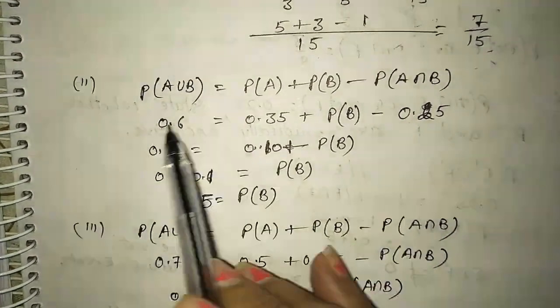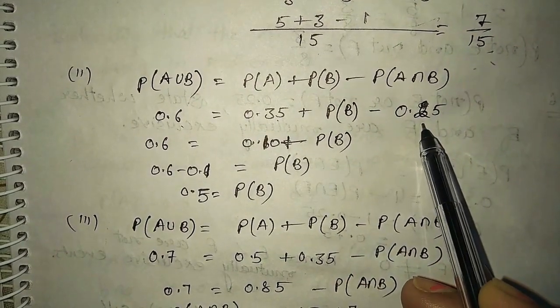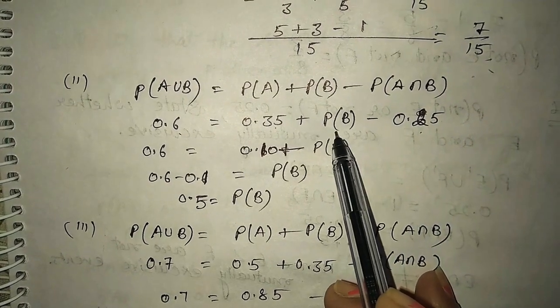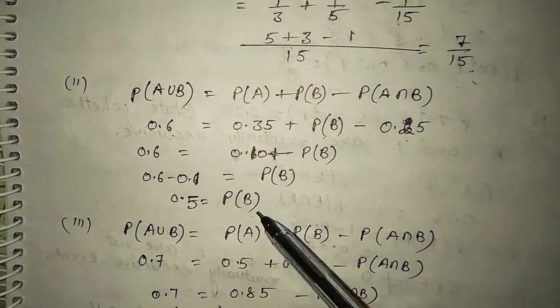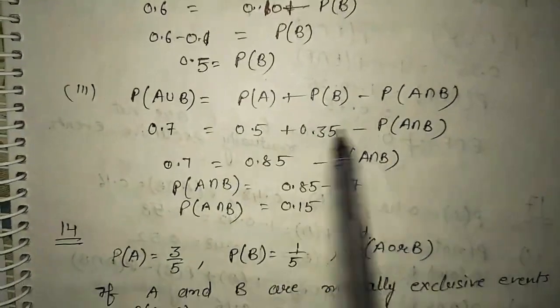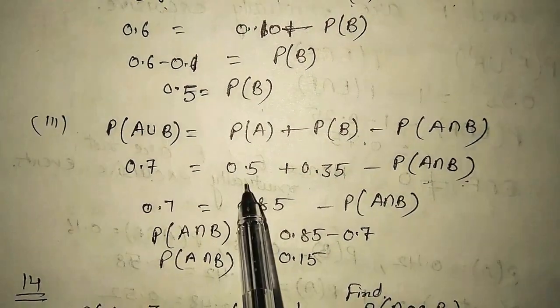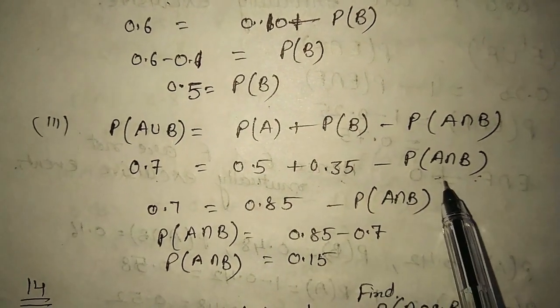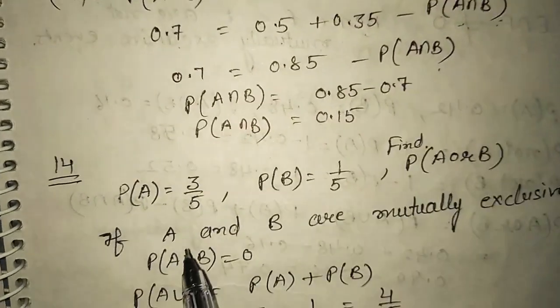In the second case, P(A union B) is given, P(A) is given and P(A intersection B) is given. We have to find P(B), so by putting these values, we will find P(B). Now the third part: we have to find P(A intersection B), with P(A union B), P(A) and P(B) given, and we will find P(A intersection B) in this case.